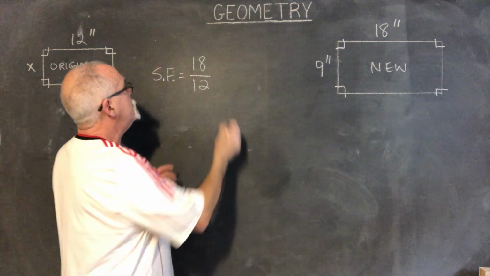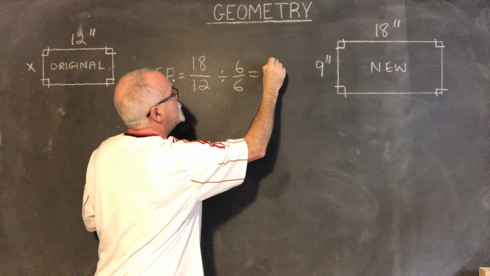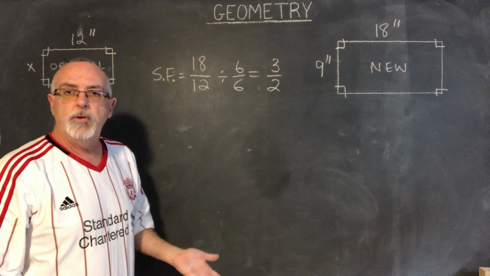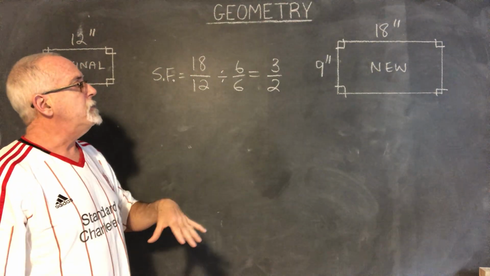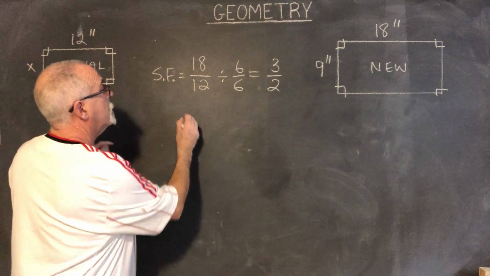And I can reduce it. I'm going to reduce top and bottom by 6, and I get 3 over 2. I have a 3/2 or 3 over 2 scale factor for these two rectangles. And now I can use the scale factor to find the missing side length.